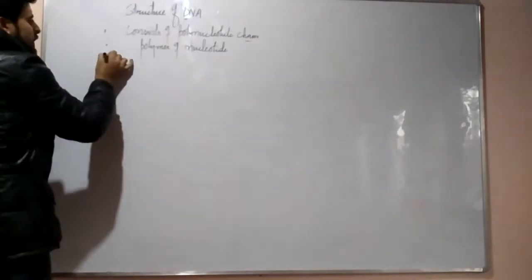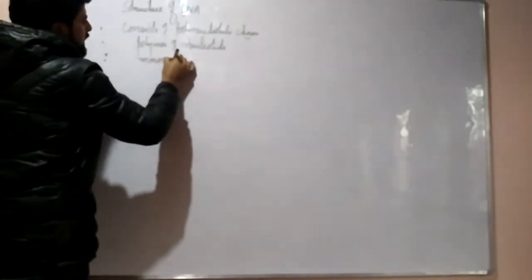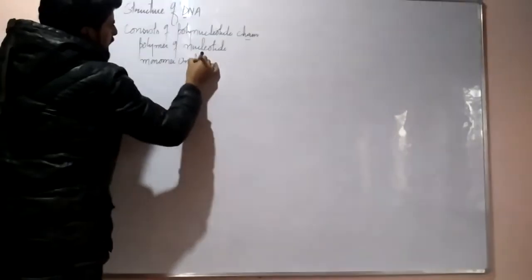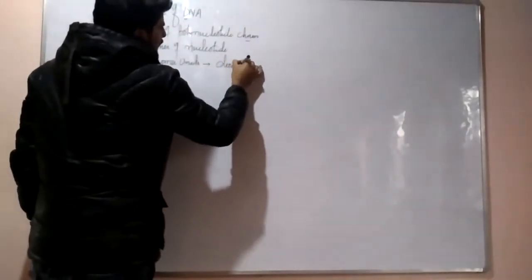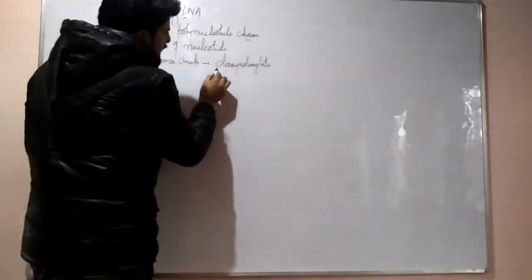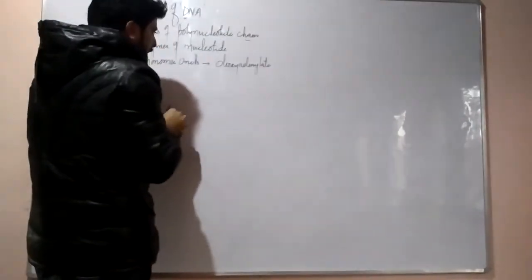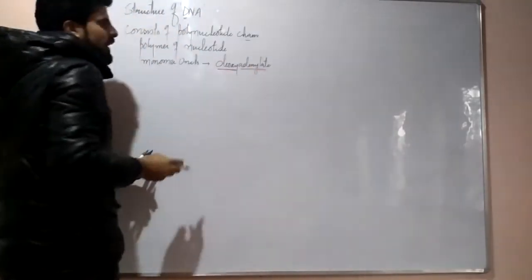Now, which monomer units are present in case of a DNA? Which type of nucleotides are present in DNA? We call those monomer units. The monomer unit present in DNA is deoxyadenylate. Deoxy here represents the sugar, deoxyribose sugar, and adenylate represents the adenosine triphosphate.